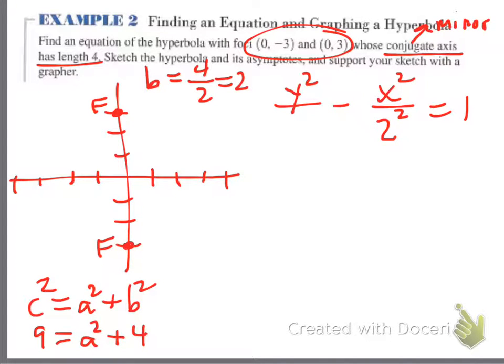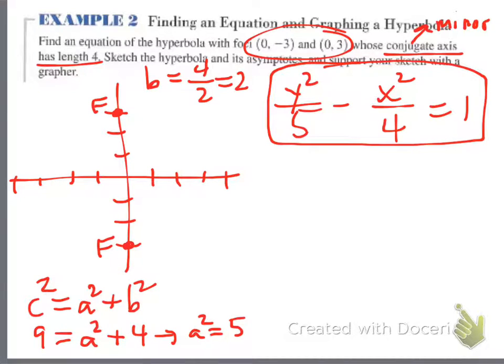So that means that a squared equals 5. So 5 goes right here. Now, we can just erase this 2 squared and make it 4. All right. So here's our equation.